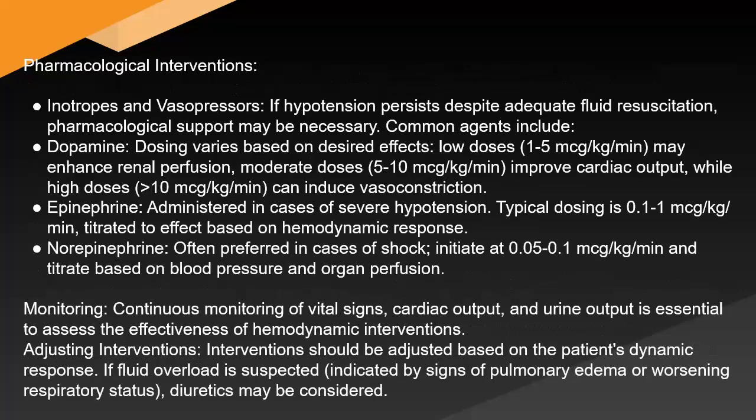Pharmacological interventions: inotropes and vasopressors. If hypotension persists despite adequate fluid resuscitation, pharmacological support may be necessary. Common agents include dopamine. Dosing varies based on desired effects. Low doses, 1 to 5 mcg/kg/min, may enhance renal perfusion. Moderate doses, 5 to 10 mcg/kg/min, improve cardiac output, while high doses, above 10 mcg/kg/min, can induce vasoconstriction.